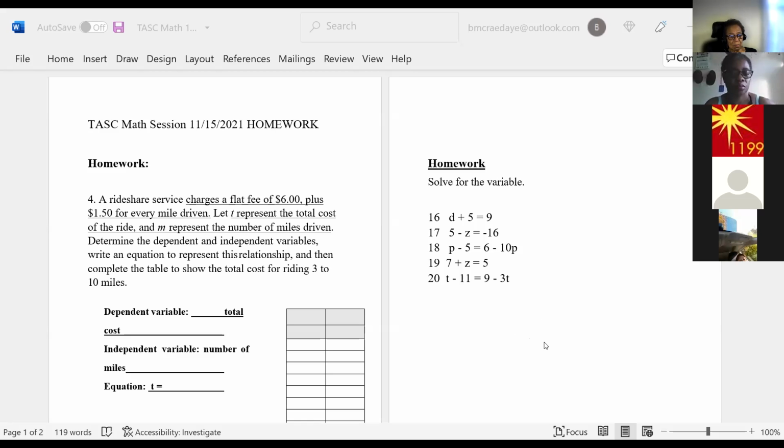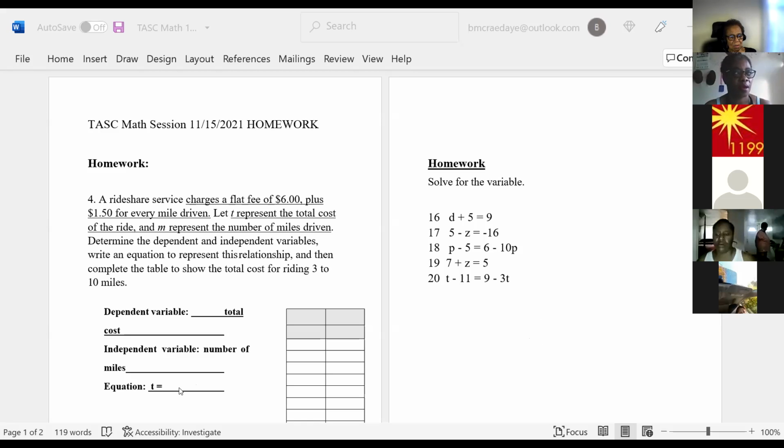Barbara, it would be 600 plus 150. So therefore 150 is the M. That's right. 150 is the M, so that would be 150 times what? 150 for every mile. So 150 M, right? Very good, because you have to multiply. That's it, Vanessa. Excellent. The 150 times M.